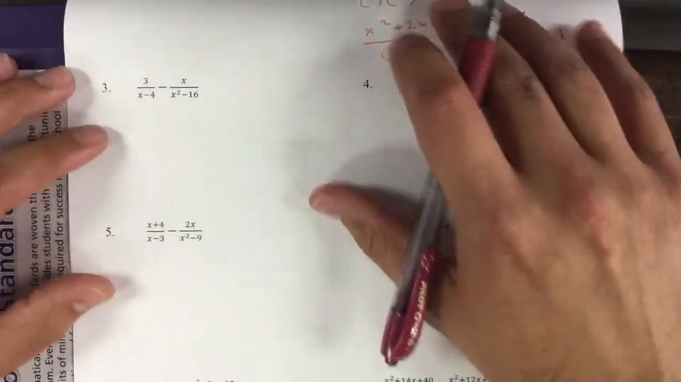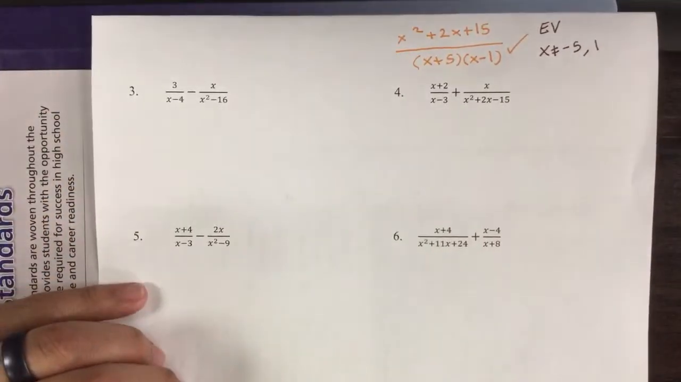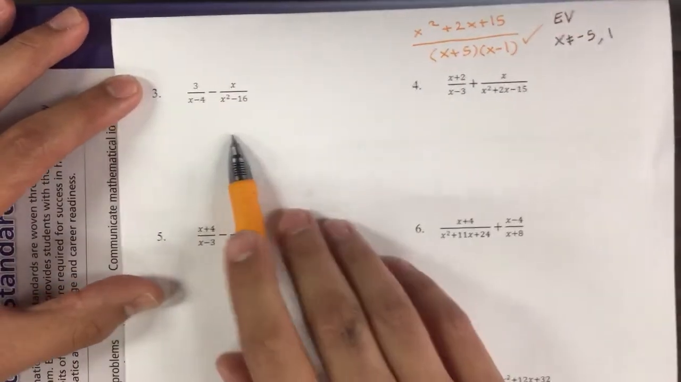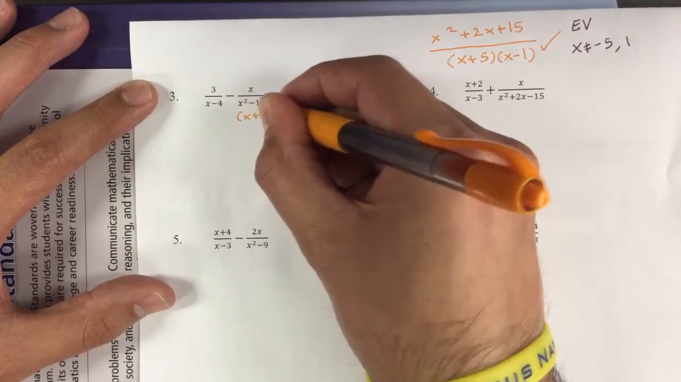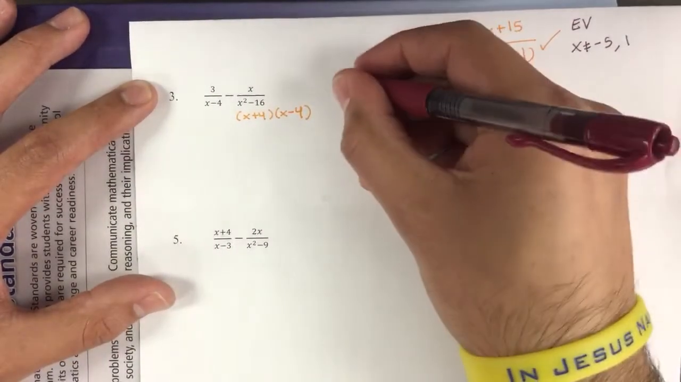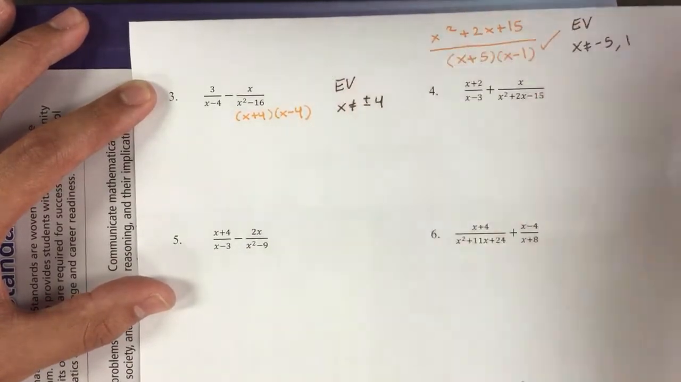Okay? So number 3, let me fold this actually. So number 3, we have to factor out that first denominator. So that's going to be x plus 4 and x minus 4. So we should write our EVs right now. X cannot equal positive or negative 4.